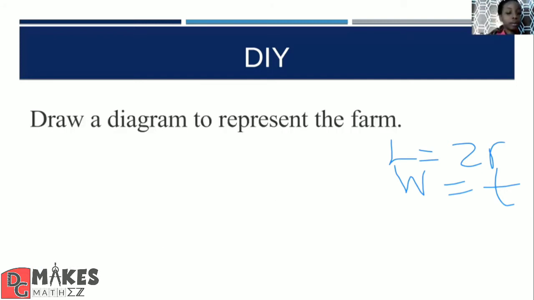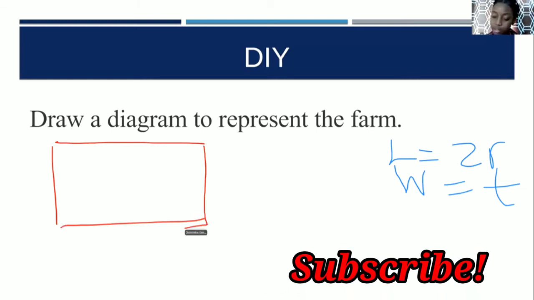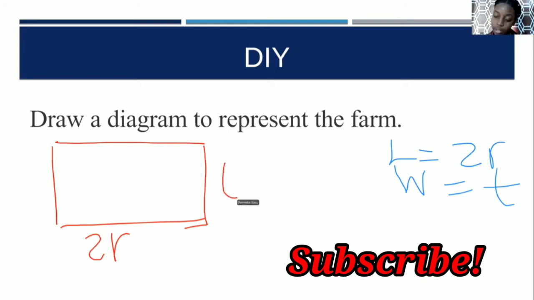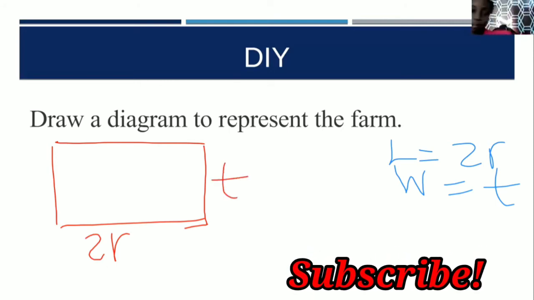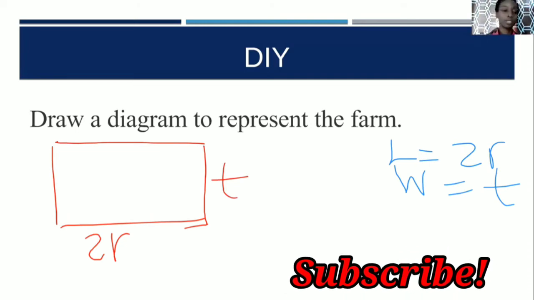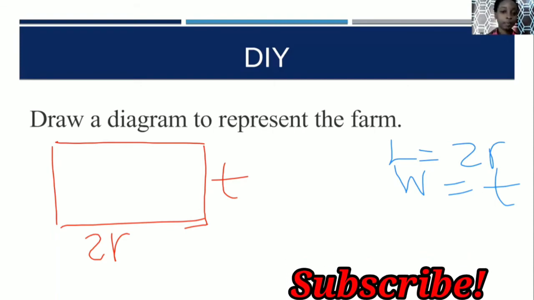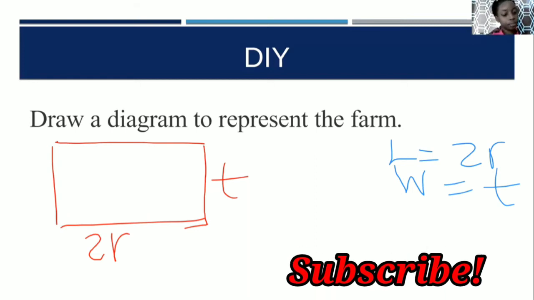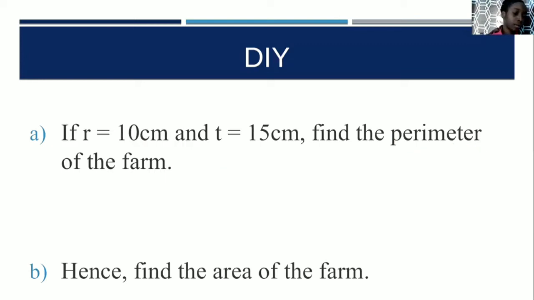the first part. Draw a diagram to represent what the farm looks like. It says it's rectangular, so we go ahead and we work with a rectangle. And the length is 2r and the width is t. It's fine. All right, and then that's pretty much your few marks right there. This is probably a 2-mark question, depending on the level at which you are. Okay, so you can take that off. Actually, you can go ahead and try the questions ahead of me if you haven't done them already.